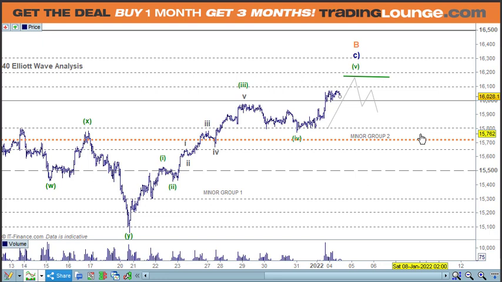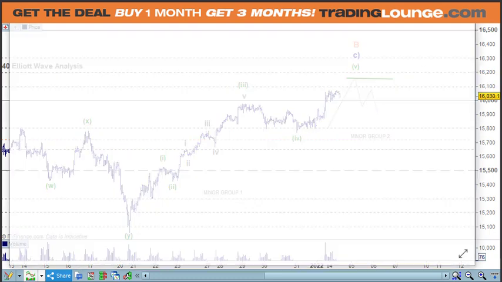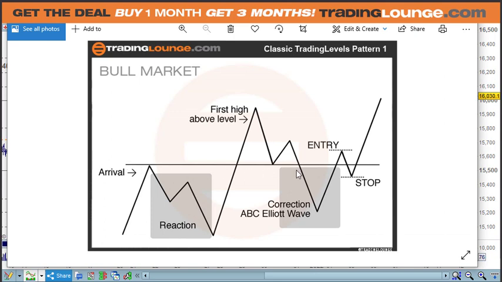So if it's going to be bullish, then the 16,000 here, we can look for a classic trading levels pattern: the arrival, the reaction, the first high above the level, some type of ABC over here, and then we can start working the different highs in that space. So it will just be our normal little pattern here. If this is 16,000 here, we've got the arrival, the reaction, we're going up into the first high here, we're looking for 5 waves in this move, so we're looking for this move back. So we use the top here to go long on, or this one, or we can refine it here.